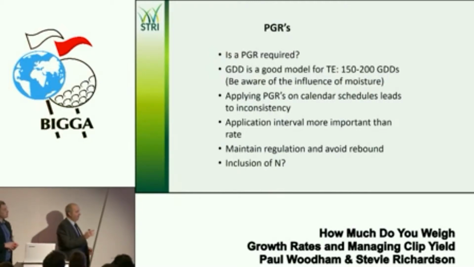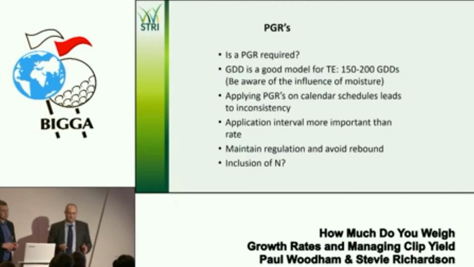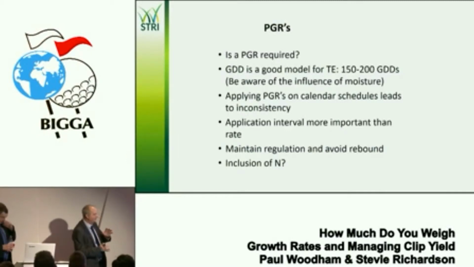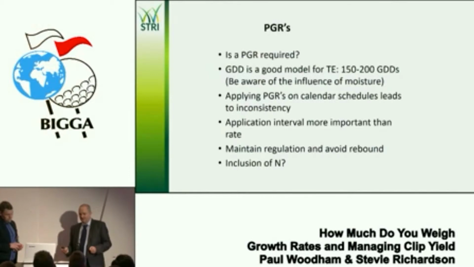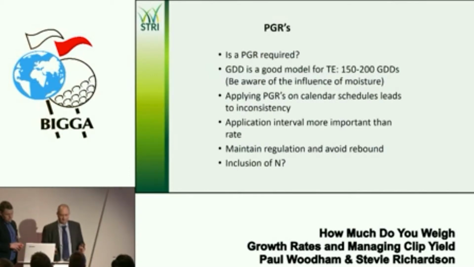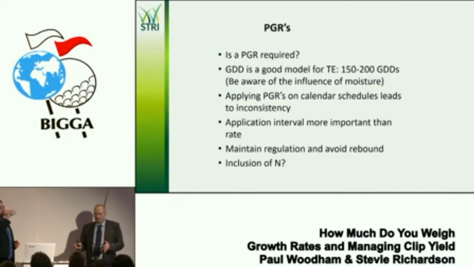If you are using it, growing degree day is a good research model for applying trinexapac-ethyl, generally based on 200 GDDs, maybe down to 150. Much is going to depend on the influence of moisture and temperature. If you're applying on a calendar schedule, it is going to lead to inconsistency. Certainly if you're going monthly, no matter what rate you're putting it on at.